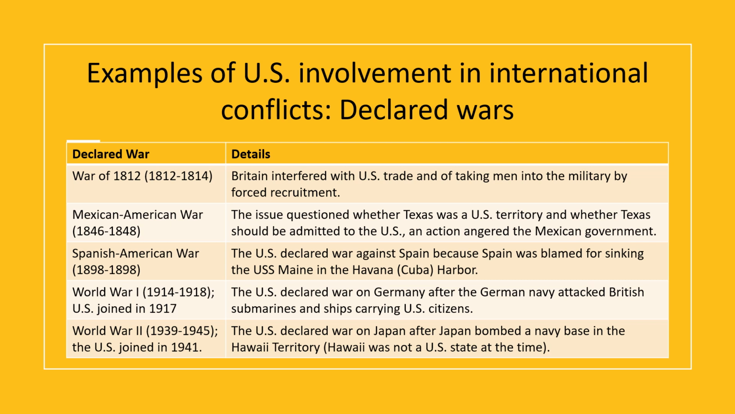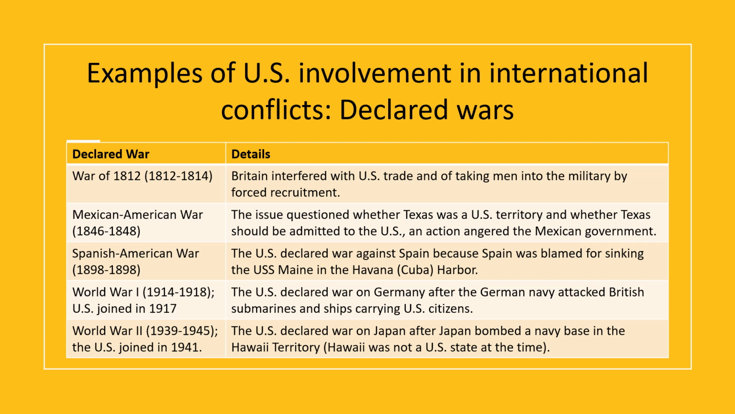The Mexican-American War lasted from 1846 to 1848. The issue involving the Mexican-American War was whether Texas was a U.S. territory. If Texas was a U.S. territory, then it could be admitted to the United States as a territory or as a state. And the possibility that Texas might be admitted to the United States angered the Mexican government. And consequently, these particular actions led to the Mexican-American War.